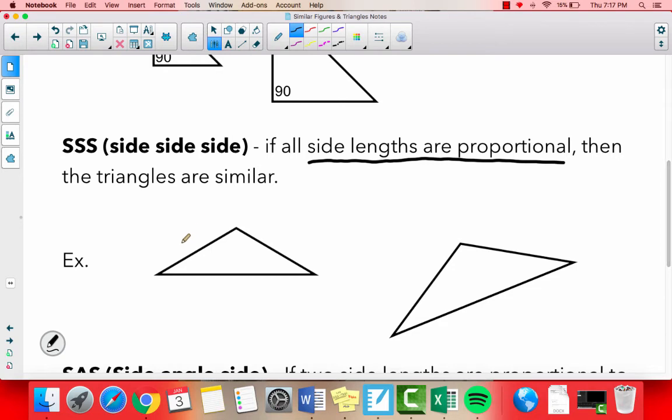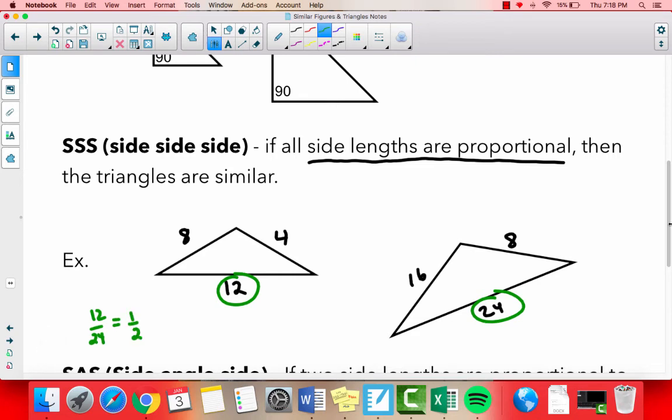An example of this might be something like this is an 8, 4, and a 12. And then maybe this one here is a 16, an 8, and a 24. If I gave you these three pairs of sides, what you'd have to do is write them as ratios. So largest ones always go together. 12 over 24, which reduces to 1/2. And then 8 over 16, those are the medium-sized ones. So 8 over 16 reduces to 1/2.